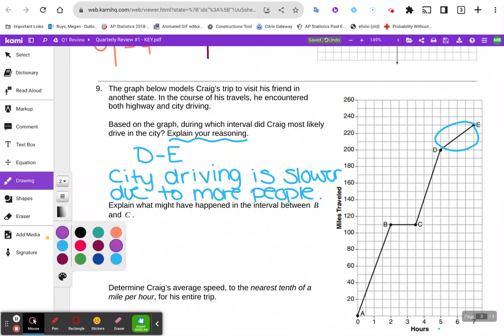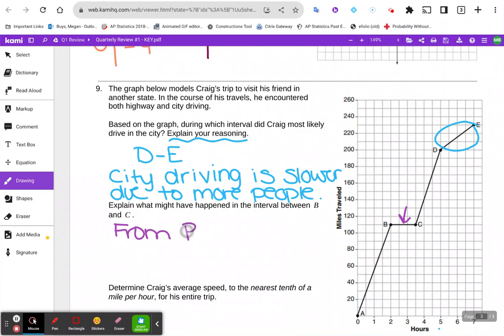In my next section, it's asking me about from B to C, right? So B to C shows me that flat line, which means we're not going to have a slope of anything other than 0. My slope is 0 because I'm not adding on any miles traveled. So this means that we are stopped. There's plenty of reasons why you may be stopped, and you could write any of them as your reasoning.